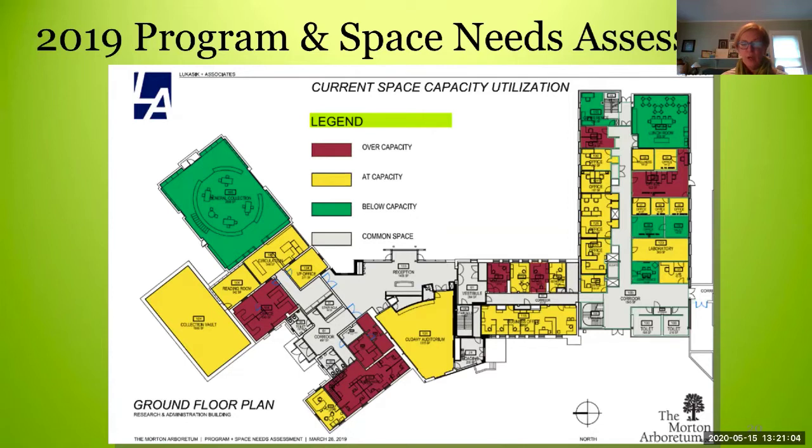Then you can see yellow is at capacity, so it's comfortable but well utilized, and then green are the areas that were found to be below capacity, not necessarily underused or not used at all, but just below capacity per square foot. So that was looking at the old botany lab, which is now our lunchroom. It looked at the conference areas, and then the area by the vault and the first floor of the research building.